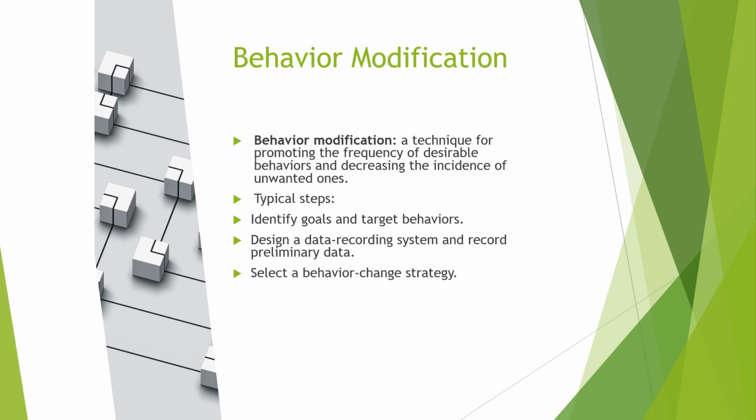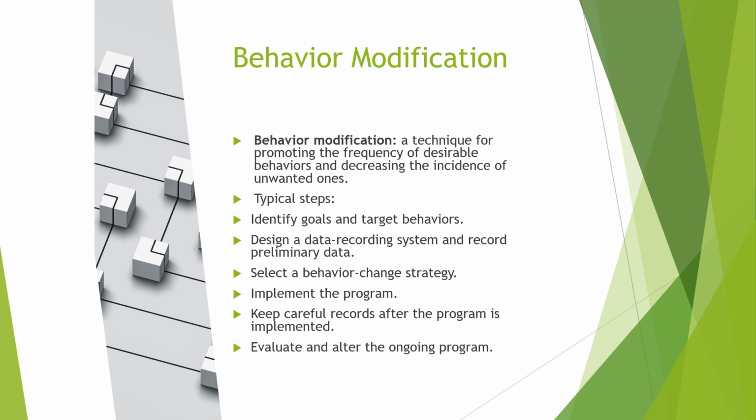After you record that preliminary data, maybe you just look at the behavior that's occurring naturally, right? Then you want to select a behavior change strategy. So here's the end goal. Second, here's what's currently occurring. Third, this is the change that I want to see. Then the fourth thing that you want to do is implement the program. You want to keep careful records after the program is implemented. And then later you want to evaluate and alter the program.